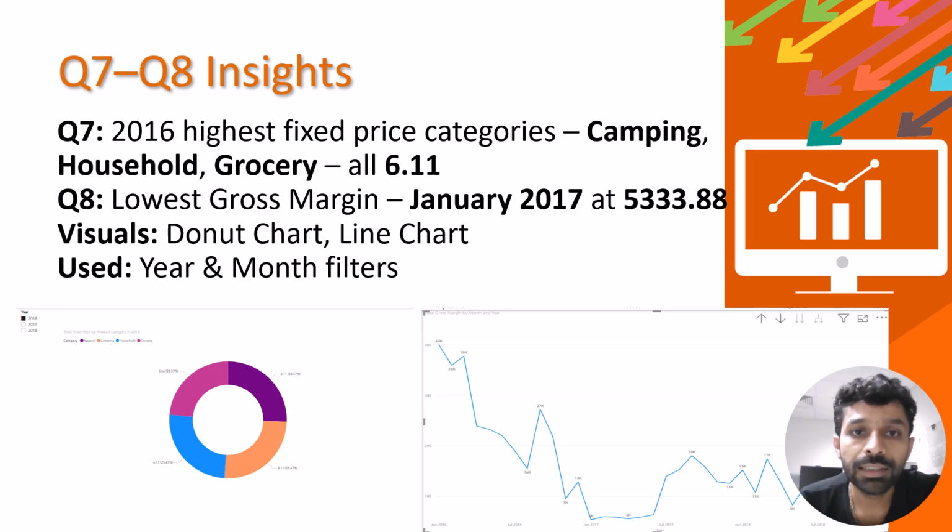For question 8, we needed to identify the month and year with the lowest gross margin. We used a line chart and extracted month and year from the date field. Gross margin was plotted on the y-axis and we found that January 2017 had the lowest margin.